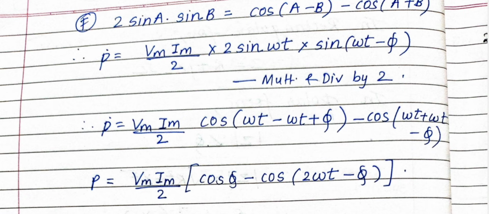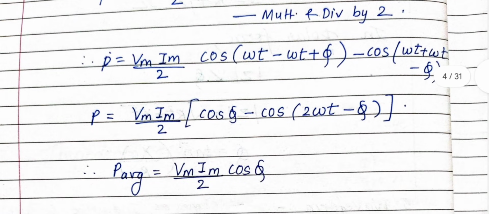Then apply the formula for 2 sin A sin B. You will get Vm Im upon 2 times cos(omega t minus omega t plus phi). Take A as omega t and B as omega t minus phi. Remember to multiply the signs also: minus minus plus phi, I have written over here. Then minus cos(omega t plus omega t minus phi). So what you will get is Vm Im upon 2 times cos phi minus cos(2 omega t minus phi).